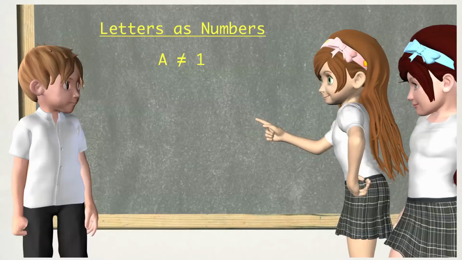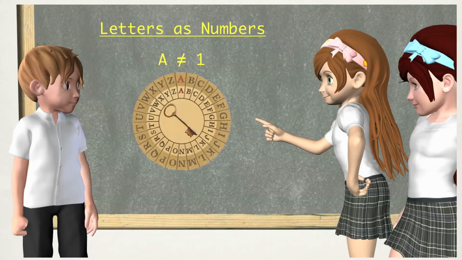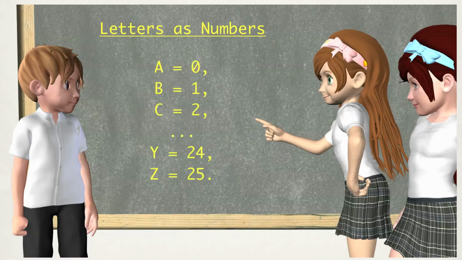But in fact, we can't treat the letter A as number 1. Look at the cipher wheel. If the shift is set to the letter A, then the cipher does nothing. A shift of A is a shift of 0. The formula requires that we count letters from 0, not 1.